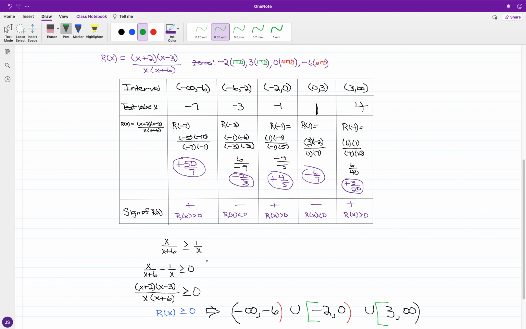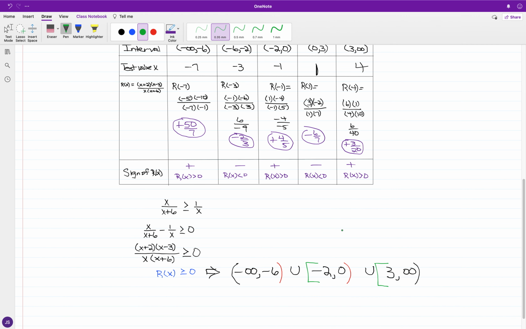So for x over x plus 6 is greater than or equal to 1 over x, after having converted it as a comparison to 0 inequality, and looking at what we have formulated in the table, and separating what is in the domain from those zeros that are not, these are the interval solutions. We have those values x less than negative 6, along with those values of x such that negative 2 is less than or equal to x, which in turn is less than 0, and those values of x such that x is greater than or equal to 3.